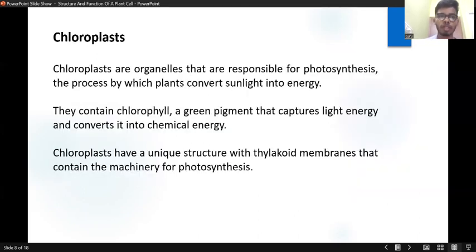Next, we move on to the chloroplast. Chloroplasts are organelles that are responsible for photosynthesis, the process by which plants convert sunlight into energy. They contain chlorophyll, a green pigment that captures light energy and converts it into chemical energy. Chloroplasts have a unique structure with thylakoid membranes that contain the machinery for the photosynthesis process.